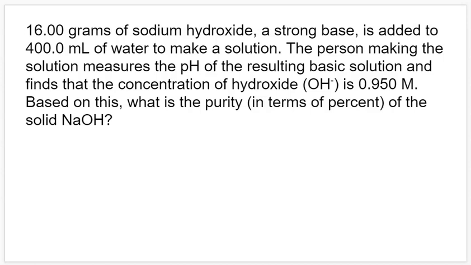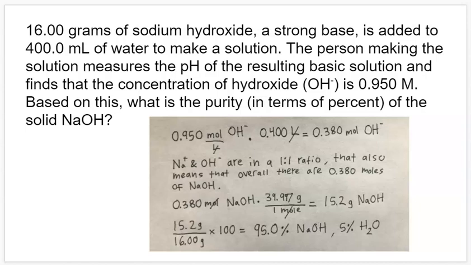But just assume here that the student was able to use the pH of the resulting solution to then figure out what the concentration of hydroxide was. So the sodium hydroxide, the NaOH, is going to split up into Na+ and OH- ions. And we were able to calculate that the concentration of OH- ions was 0.950 molar. Based on this, we want to figure out the purity, in terms of percent, of the original solid sodium hydroxide. So let's first figure out, based off of the concentration, how many moles of OH- we had.